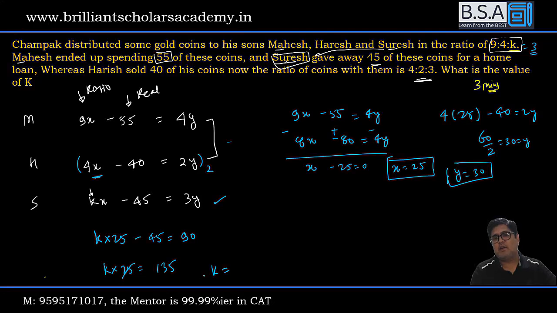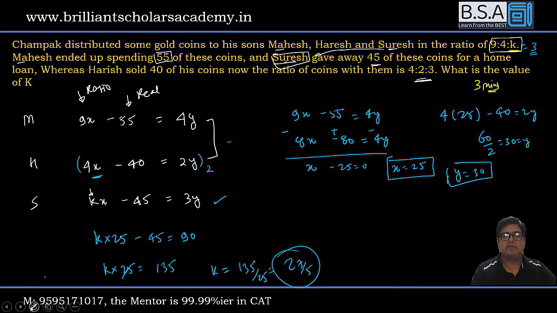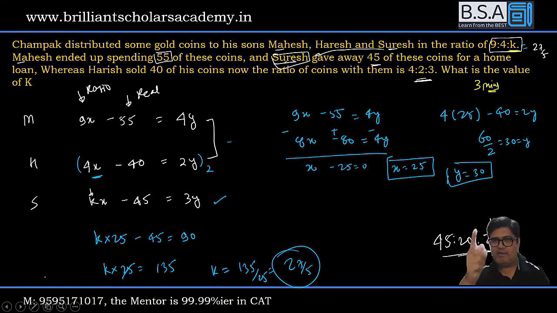So k is equal to decimal आ गया. K is equal to 135 by 25, 27 by 5. Decimal आएगा k. Or what you can say in this case is 27 by 5. If you rearrange, the total ratio should have been 45, ratio 20, ratio 27. Multiply 5. So basically I only wanted to revise one thing.